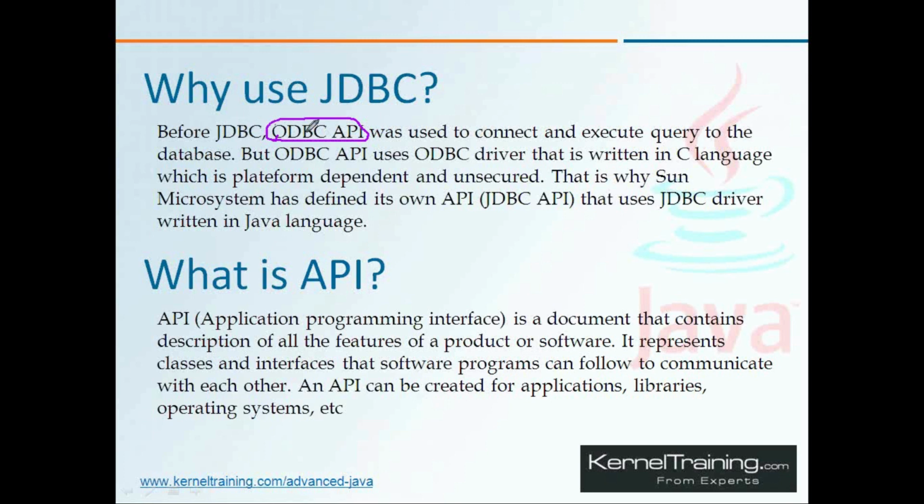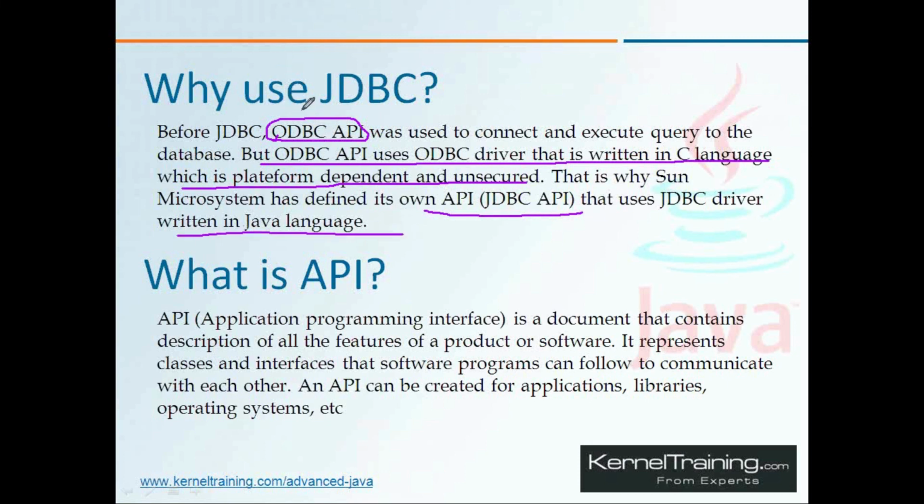So before JDBC, people used to make connections to the database by using ODBC, Open Database Connectivity, which was used to connect and execute queries on the database. But the ODBC API uses an ODBC driver, which is written in the C language, which is platform dependent and unsecured. That is why Sun Microsystems defined its own API, called the JDBC API, that uses JDBC drivers written in the Java language, right?